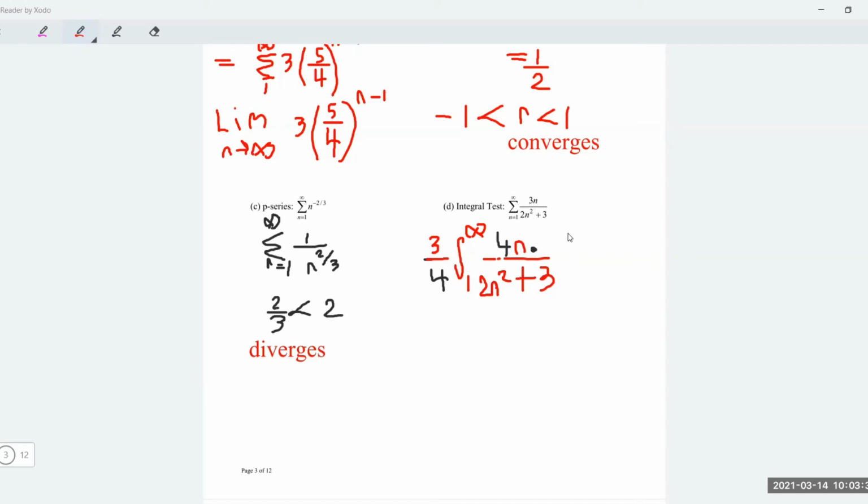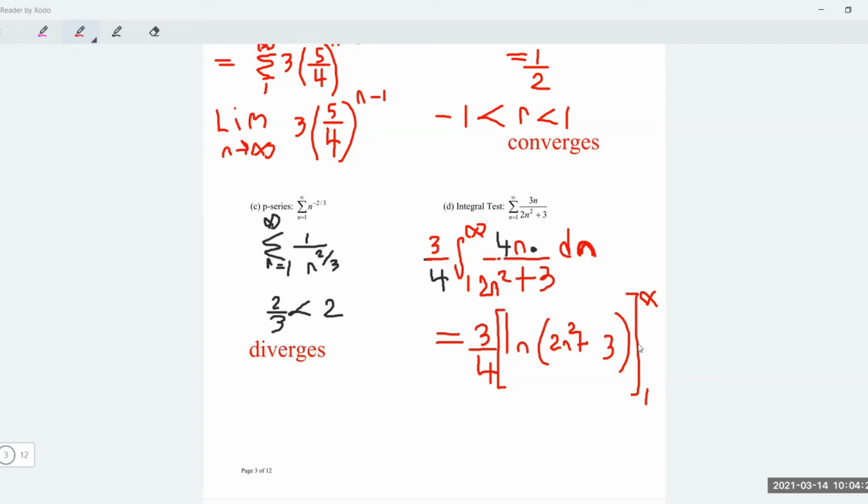Not going to say it any more times. And we're going to integrate this now with respect to n. Whenever the differential of the denominator is in the numerator, it's ln of the denominator. So we get 3 over 4 ln of the denominator, where the denominator is 2n squared plus 3. And we're integrating, of course, from 1 to infinity.